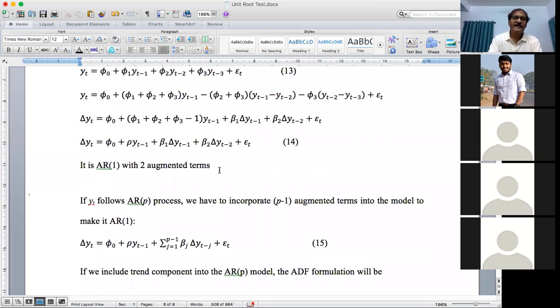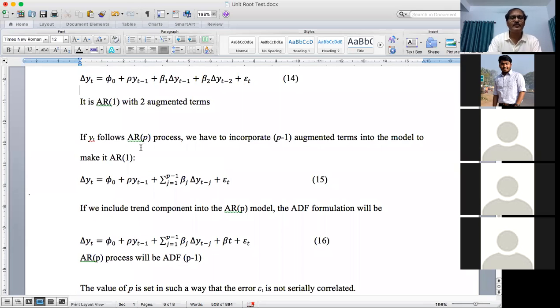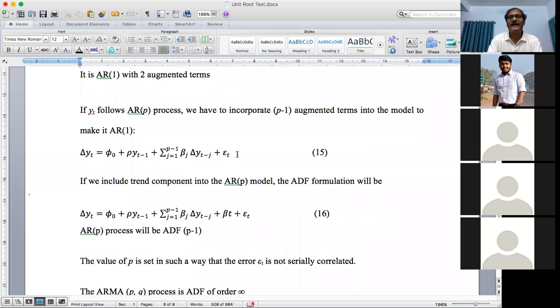So in this way, if you have originally an ARP series, autoregressive of order P, then you need to incorporate P minus 1 augmented terms. So after adding P minus 1 augmented terms, you can convert the ARP process into an AR1 process, which looks like this. And after converting to AR1, you can apply the Dickey-Fuller test. This is called the augmented Dickey-Fuller test. So the augmented Dickey-Fuller test is nothing but the extension of the methodology which is applicable for higher order autoregression.